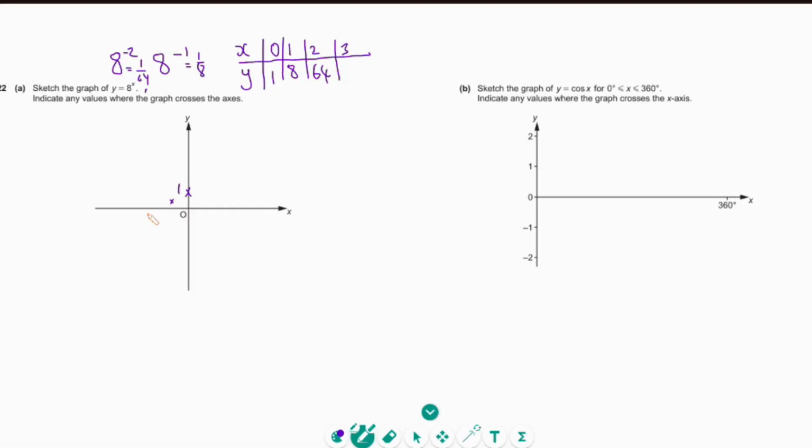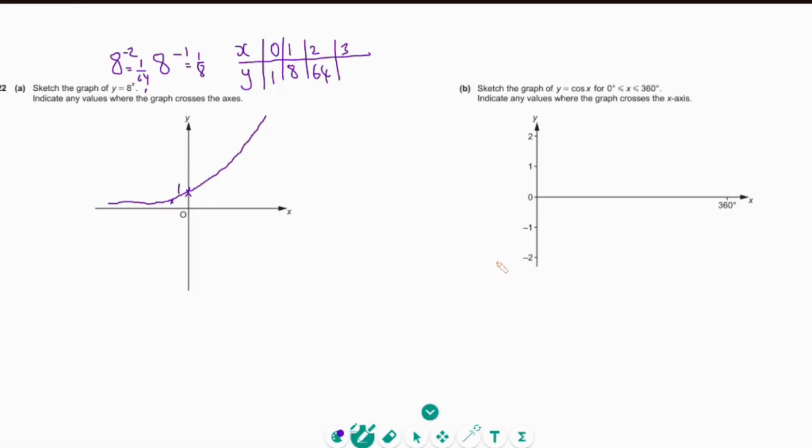So what happens to your graph is it never goes below 0, but it approaches the x-axis and then goes up like this. Let me draw that as a better curve. I'll try. Something like that, there you go.